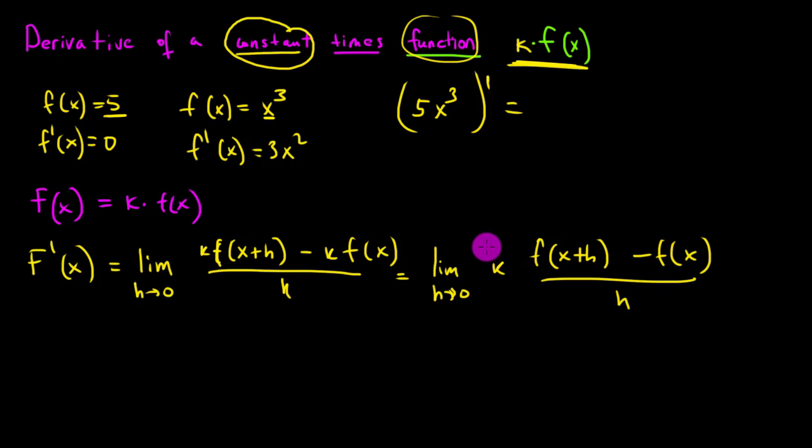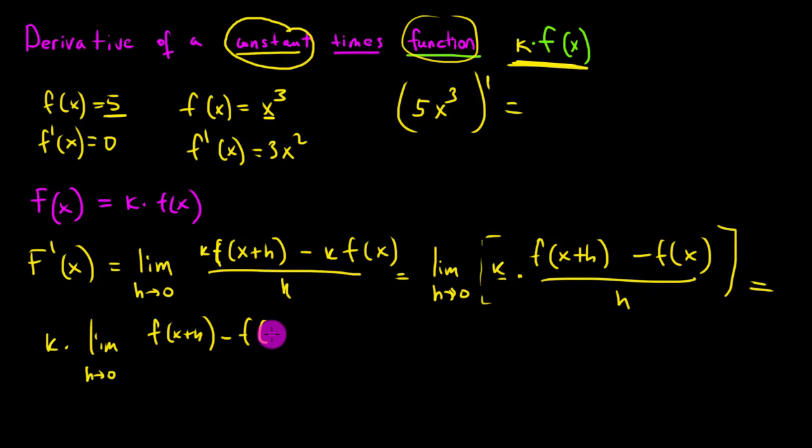Now you can take k out of the limit. So it will be k times the limit as h approaches 0 of f(x plus h) minus f(x), divided by h. As you see, this one is our f prime of x. It is the derivative of the function. So it will be k times f prime of x.